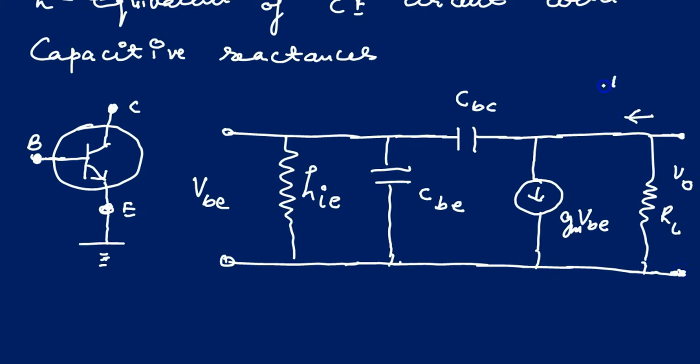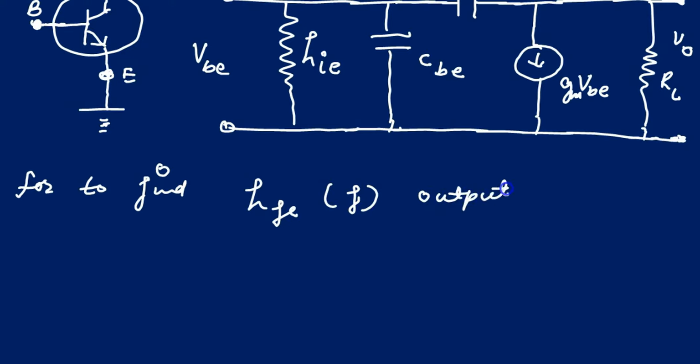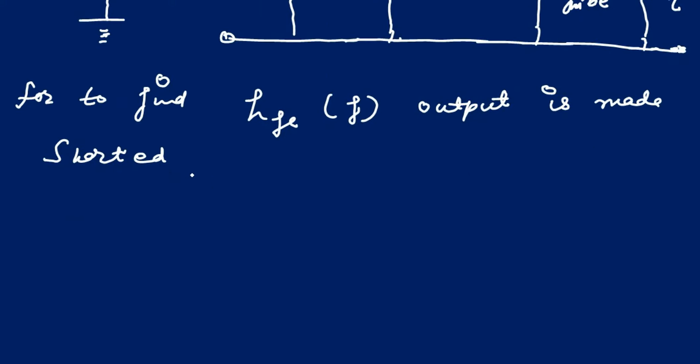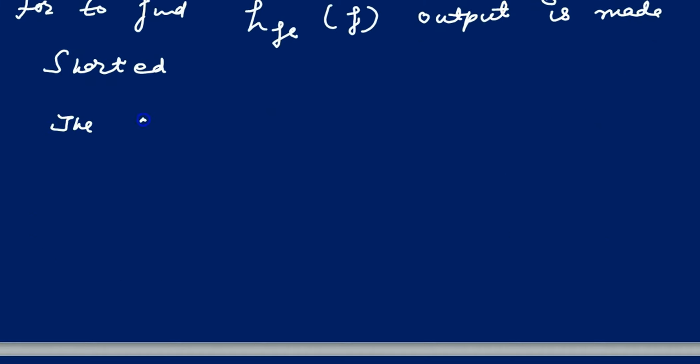Now in order to find the HFE as a function of frequency, the output is shorted. To make the output shorted, we can find the HFE. So how is the output shorted? We are replacing RL by a short circuit like this. They are directly connected, the two terminals. Here it is shorted, meaning RL becomes 0.